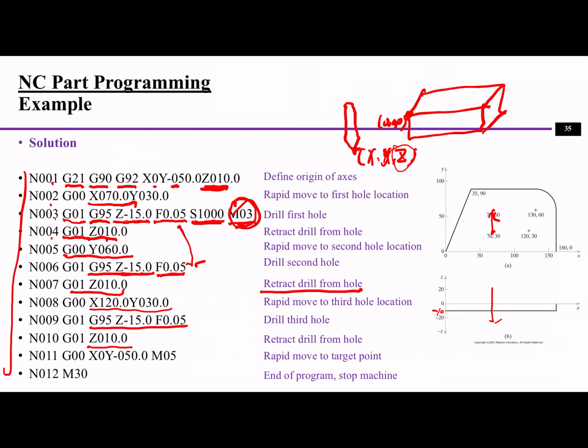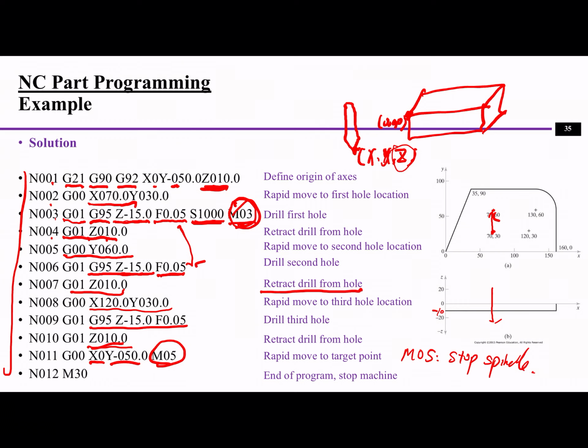All right, so after we retract, we have already drilled the 3 holes. What are we going to do next? In our original problem description, it says that after we drill the 3 holes, we move to the tool's original point, which is X0 and Y negative 50. Z is still the same, positive 10. Then M05 means a spindle stop. M05, stop spindle.